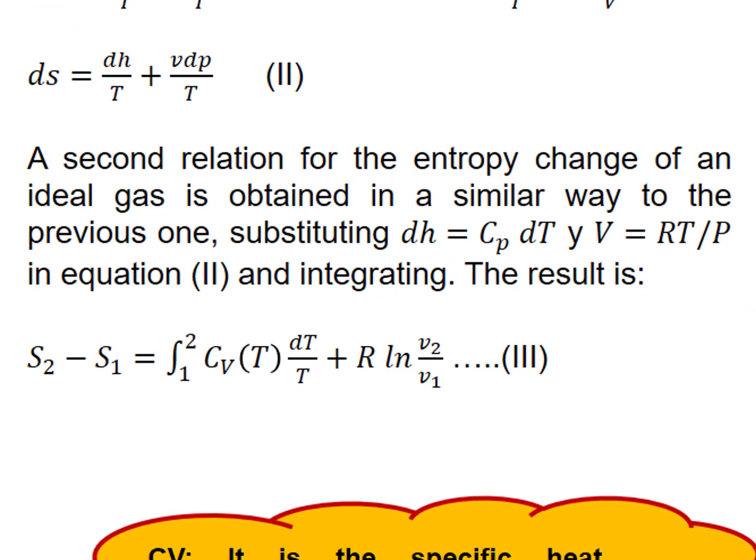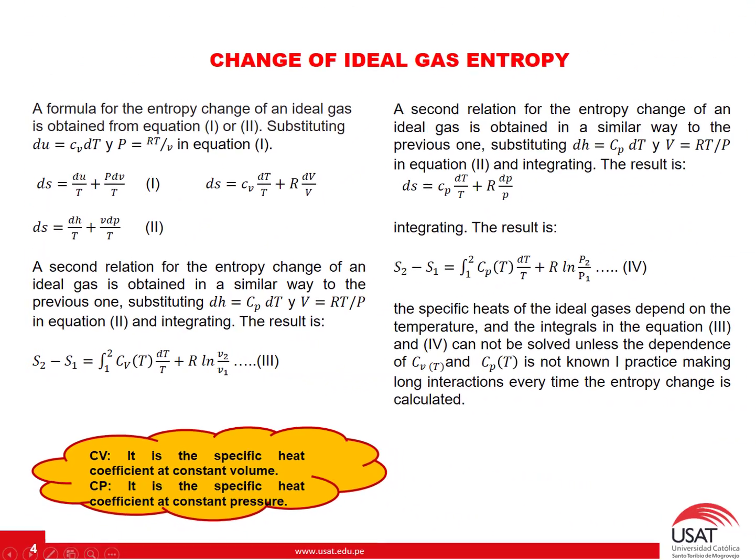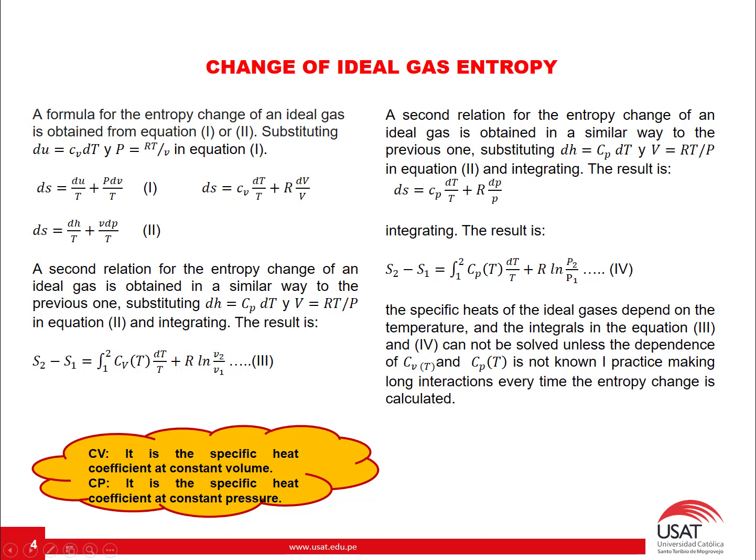The second relation for the entropy change of an ideal gas is obtained in a similar way to the previous one, substituting dh equal to the specific heat of pressure cp times dT, and v equal to R times T over P in equation 2, and integrating. The result is s2 minus s1 equals the integral from 1 to 2 of cv(T) times dT over T plus R times the natural logarithm of v2 over v1.